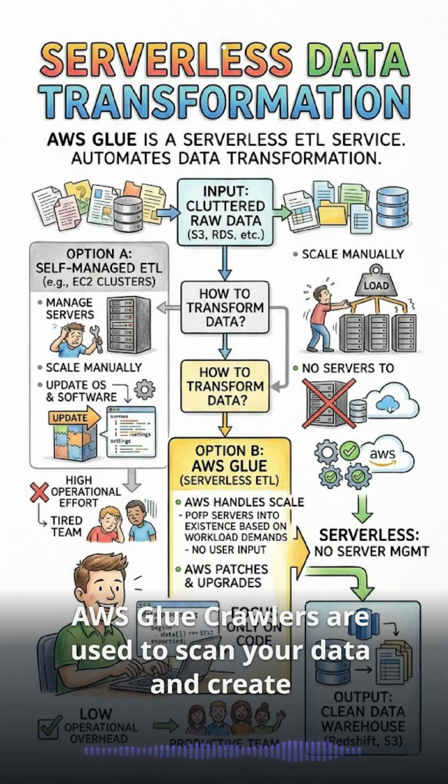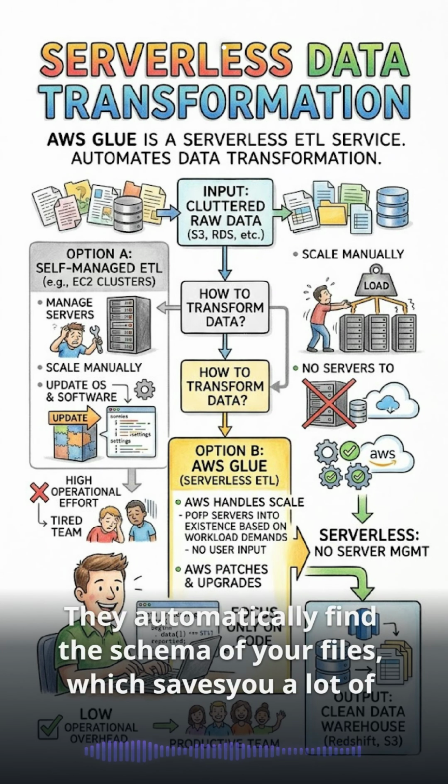AWS Glue crawlers are used to scan your data and create table definitions in the data catalog. They automatically find the schema of your files, which saves you a lot of manual typing and work. You should run these crawlers whenever you add new data files to your Amazon S3 storage buckets.